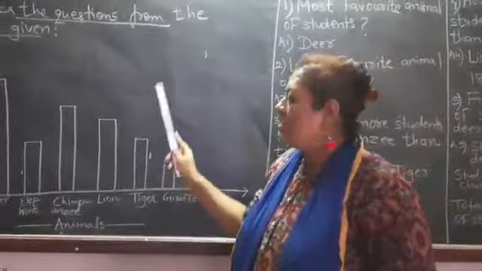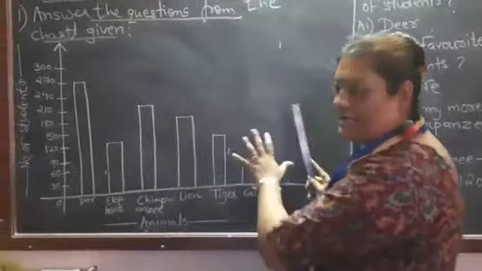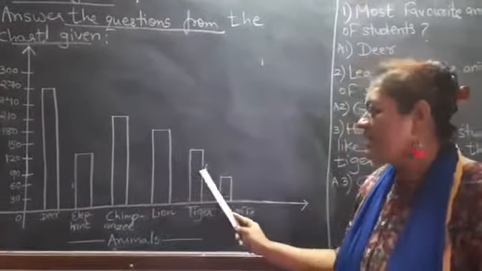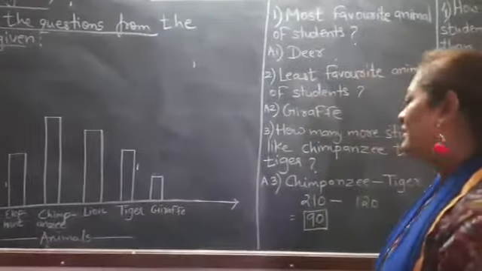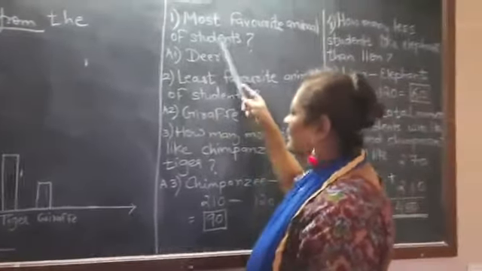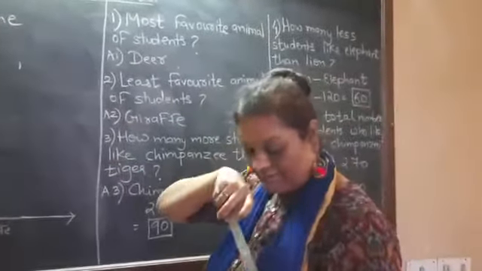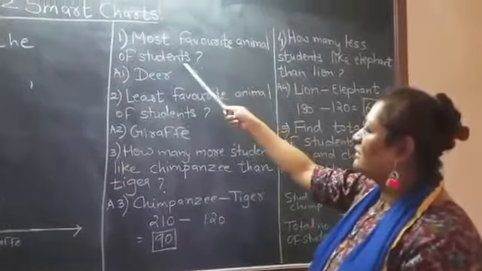Now this is a graph given, a bar graph. Why is it a bar graph? Because it has rectangular bars in the graph or in the chart. So this is a bar chart or bar graph. On the basis of this we have to answer the questions given in your practice work.